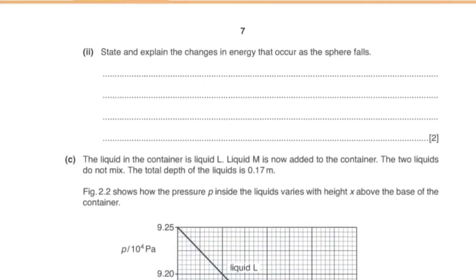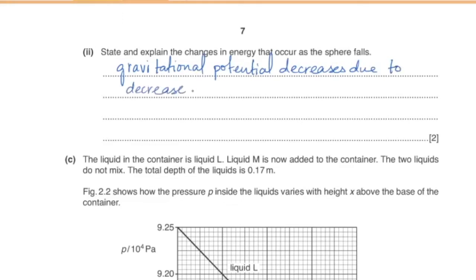Part 2, state and explain the changes in energy that occur as the sphere falls. So the height of the ball is decreasing, hence gravitational potential energy is decreasing too. So first of all, gravitational potential energy. And with that also comes drag force that causes resistance to the ball's motion. So increase in thermal energy due to work done against drag force.